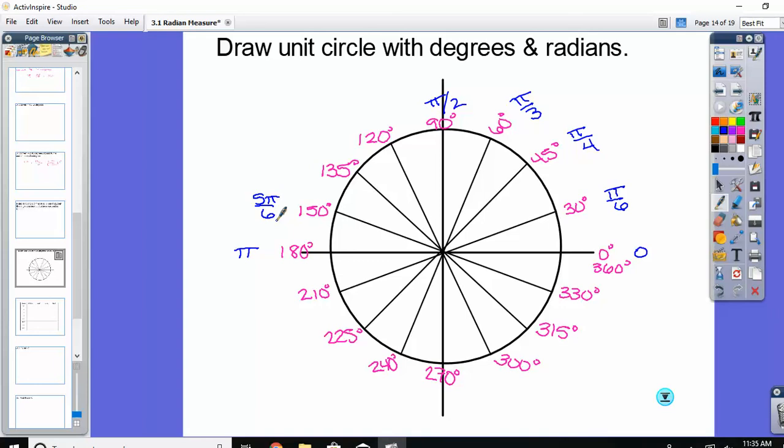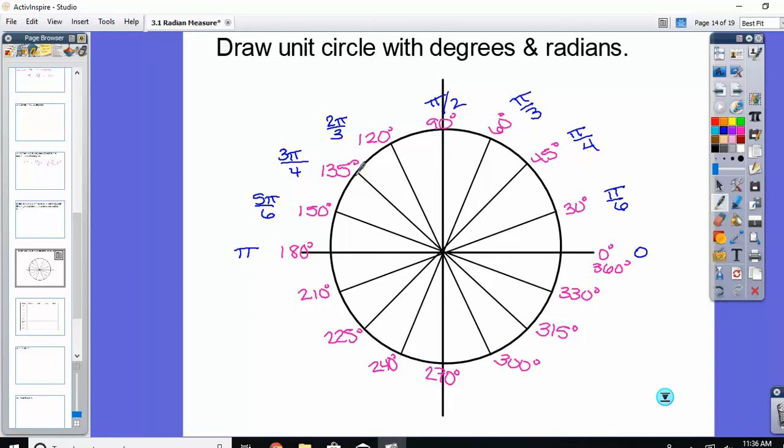So if you just had to take a shot in the dark, what do you think 135 might turn into? 3 pi over 4. Let's test it. 135 times pi over 180. Does it work? Yeah. The denominator matches your reference angle, so it's over 4. The numerator is 1 less, so 3 pi over 4. So 120 should be 2 pi over 3. Okay. So our denominators match. In the second quadrant, the numerator is 1 less.